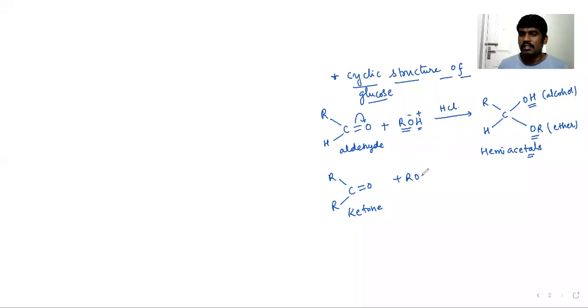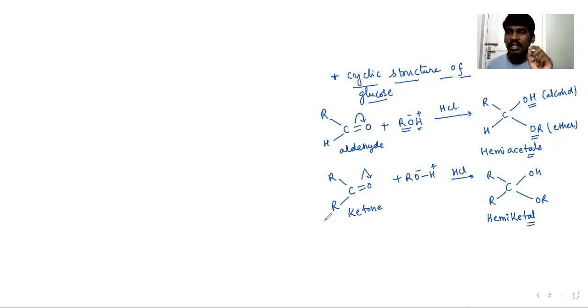The same reaction can take place even with a ketone. With RO minus and H plus, you can polarize the bond, and then RCH, and what you are going to get is OH, OR. Of course, it is RCOR. Instead of H, we have to write R. If you write R, this is called a hemiketal. If it is formed from an aldehyde, it is called a hemiacetal. If it is formed from a ketone, it is called a hemiketal. Because of this formation of hemiacetal and hemiketal, a cyclic structure arises for glucose.